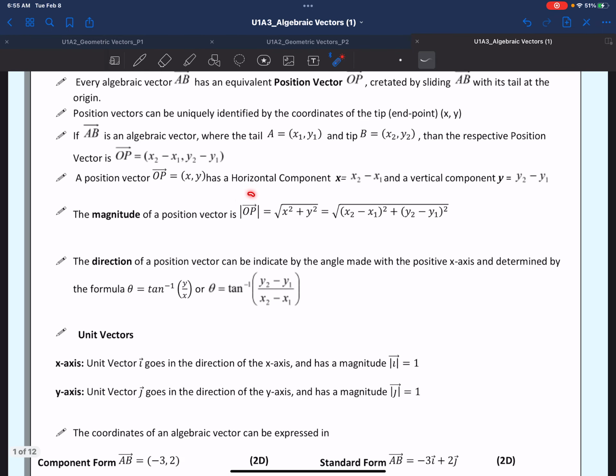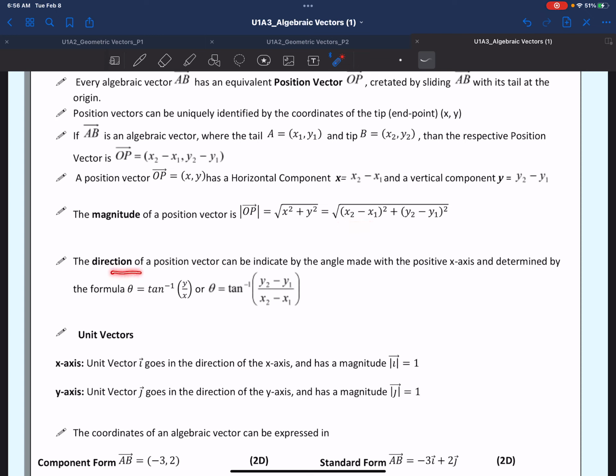So in other words, we say that OP has a magnitude equal to the square root of x squared plus y squared, with x being x2 minus x1 and y being y2 minus y1. Then the magnitude will be the square root of (x2 minus x1) squared plus (y2 minus y1) squared.